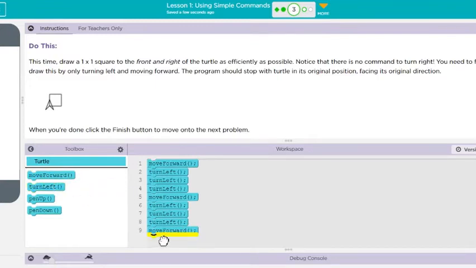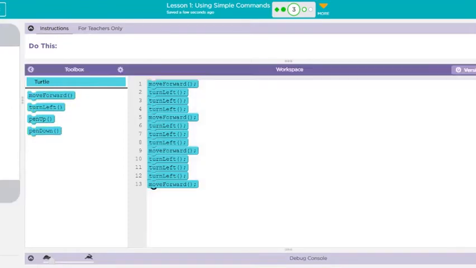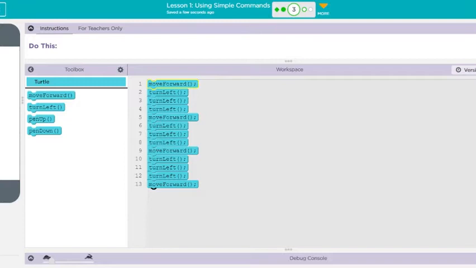And I'm going to turn left 1, 2, 3 times. Move forward. And I need to face that up direction. So let's see where I land right now. So I move forward. Now I'm turning right, which is left 3 times.